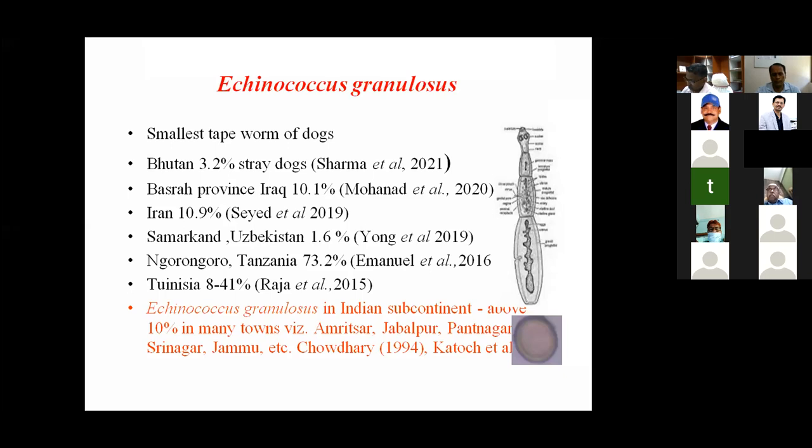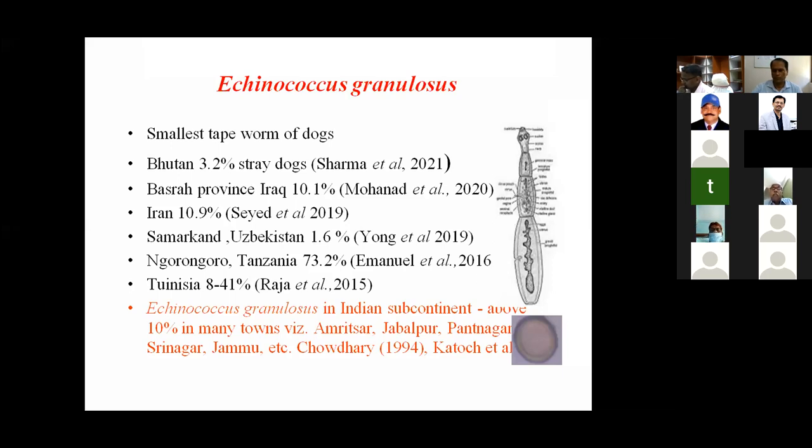I have not taken old review. So in Bhutan, 3.2% of stray dogs are positive for Taenia. Basra, Iraq, 10%. Iran, 10%. Samarkand, 1.6%. Tanzania, 73%. African countries have heavy infection. They are endemic. Tunisia, 8 to 41%. Certain provinces have 8%, certain ranging between 8 to 41%.